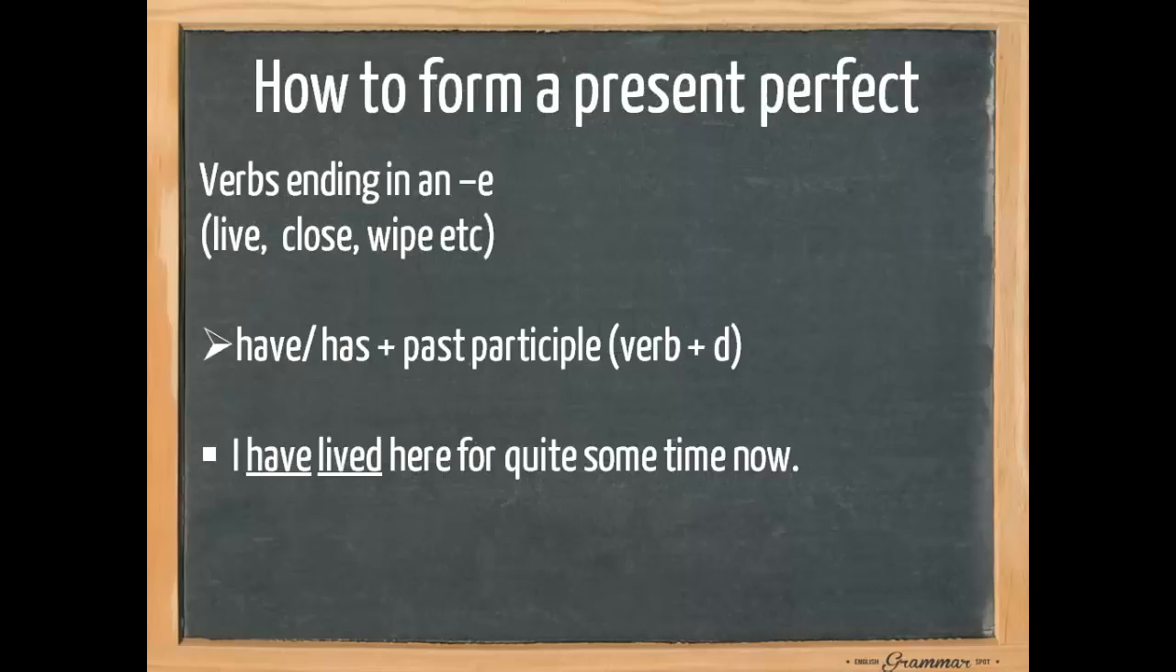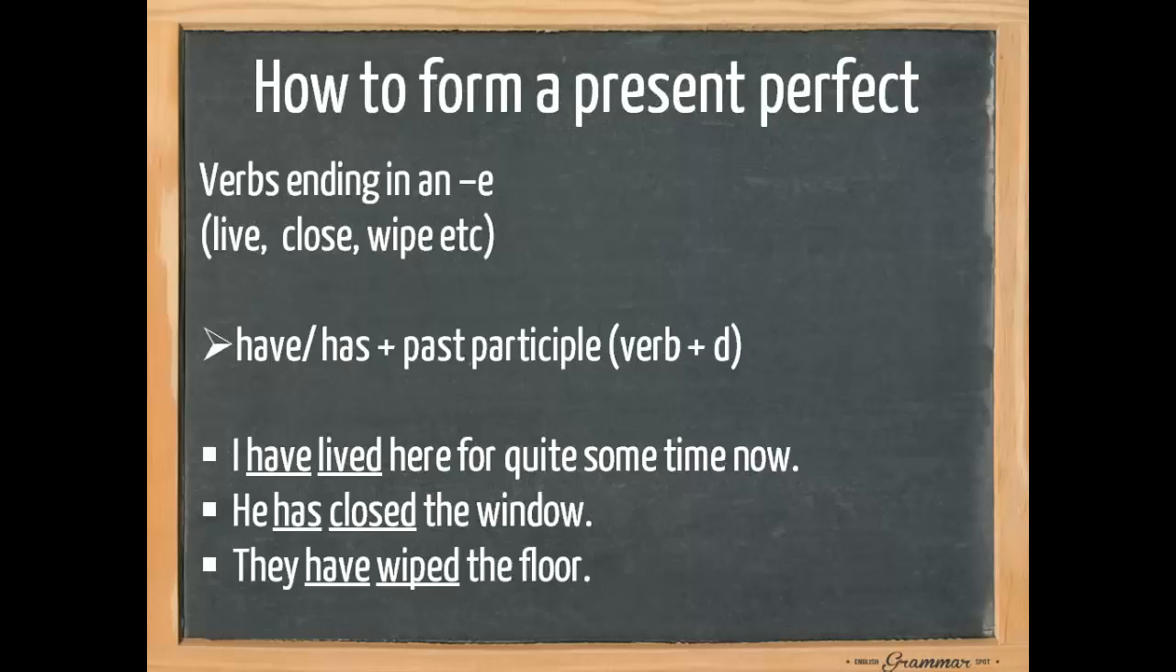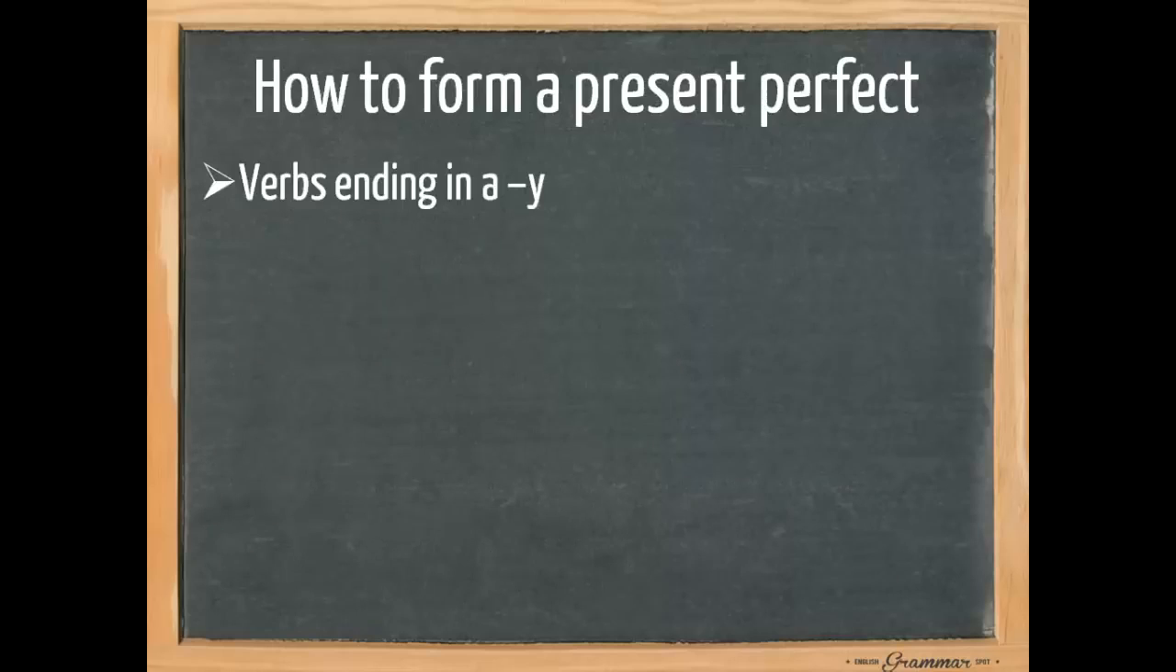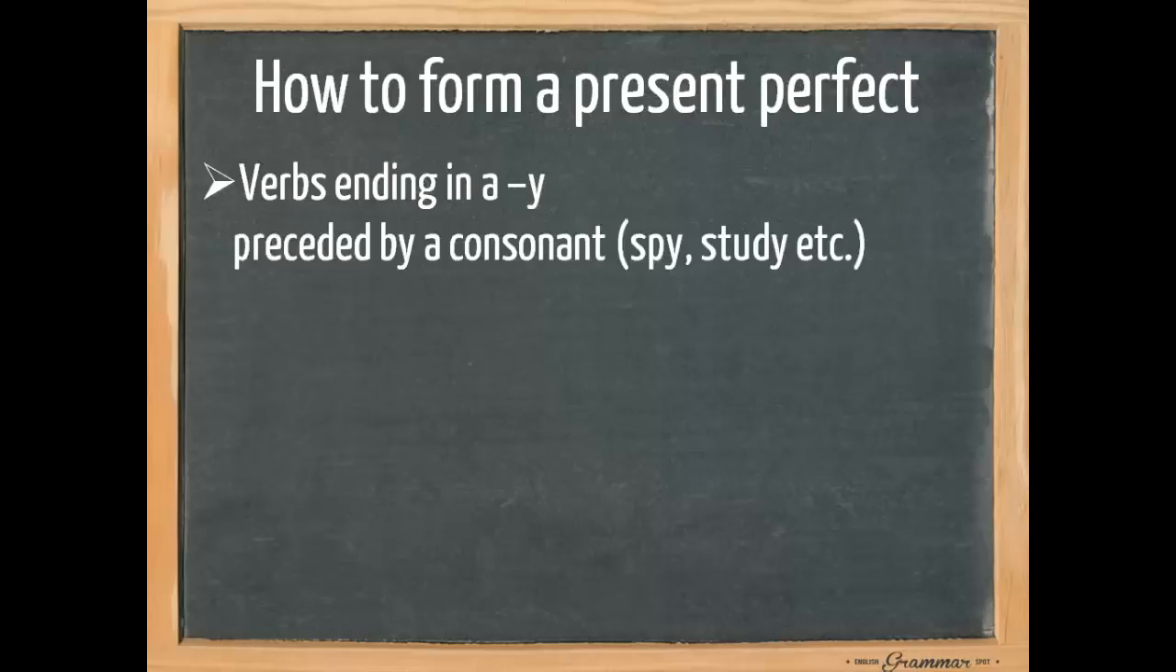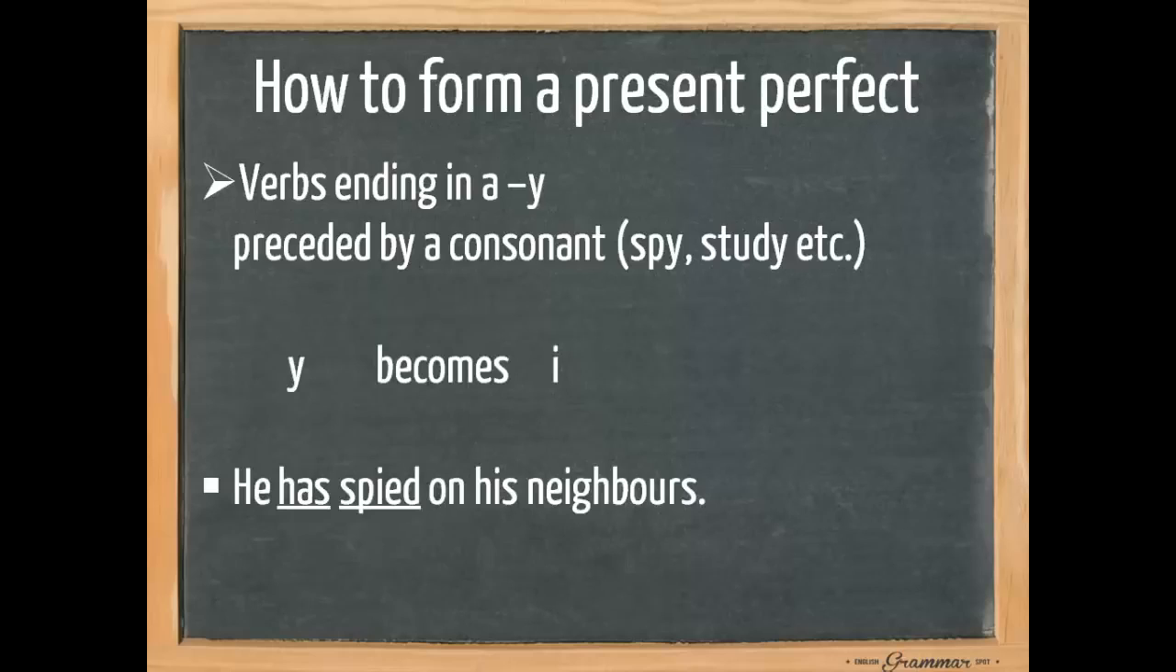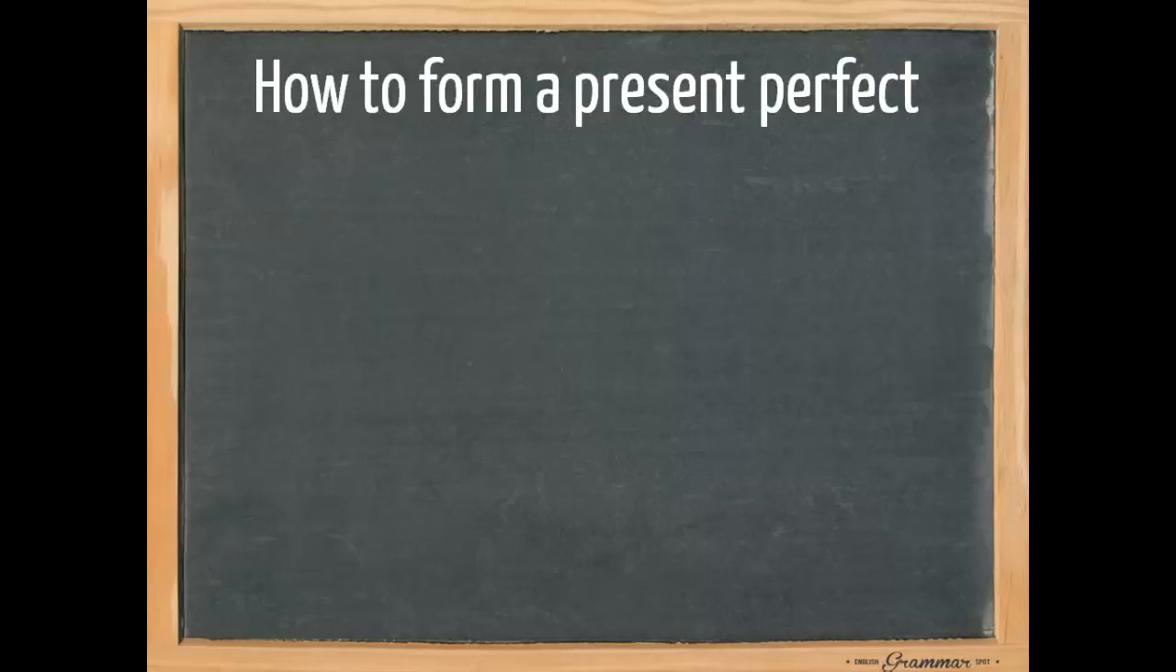Look at the examples. I've lived here for quite some time now. He has closed the window. They have wiped the floor. We also need to pay attention to verbs that end in a Y, especially those preceded by a consonant, such as spy and study, because we change the Y into an I. For example, he has spied on his neighbours, and we have studied hard.